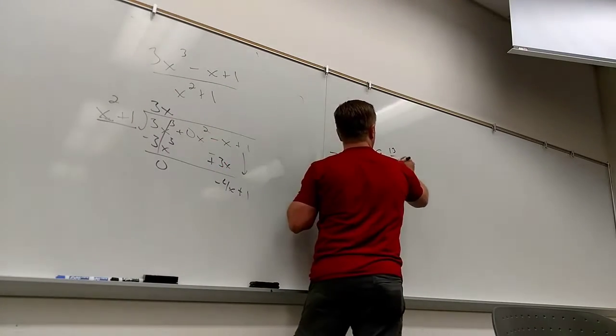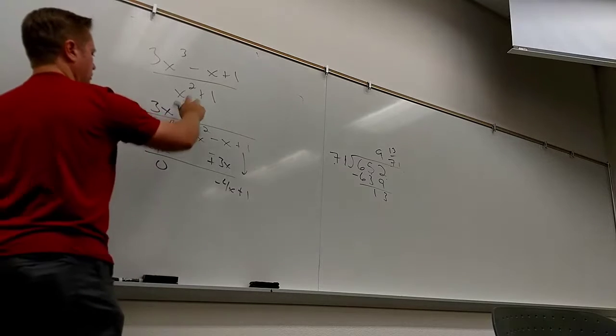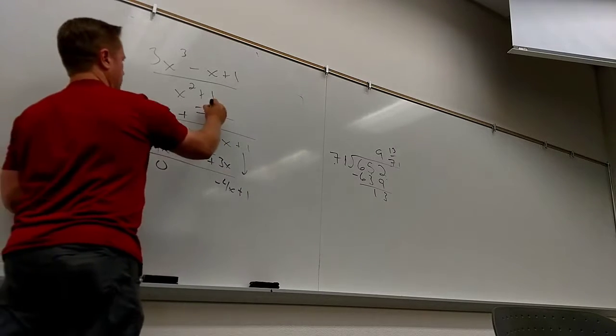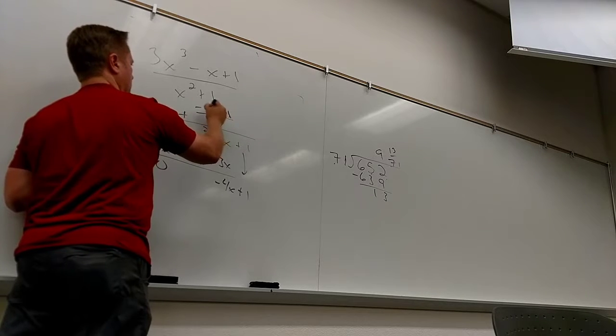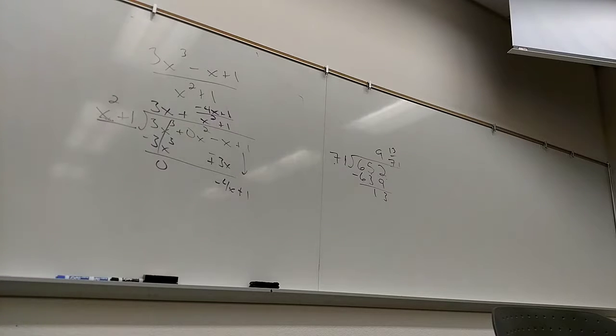13 divided by the thing you divided by. So what would this be? This would be 3x and negative 4x plus 1 over x squared plus 1. Now, I know it doesn't look as nice, but do you guys see what I mean when I say the steps are the same? That's what people don't believe me about. They're like, that's not the same. No, they don't look the same, but the steps are the same.